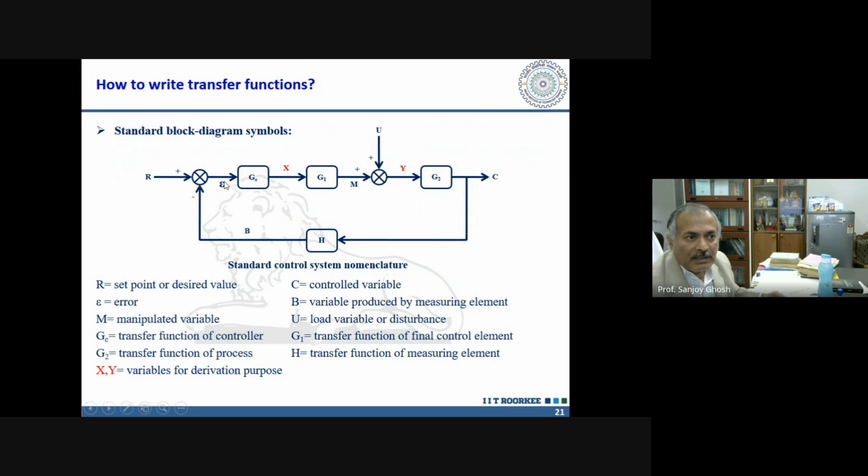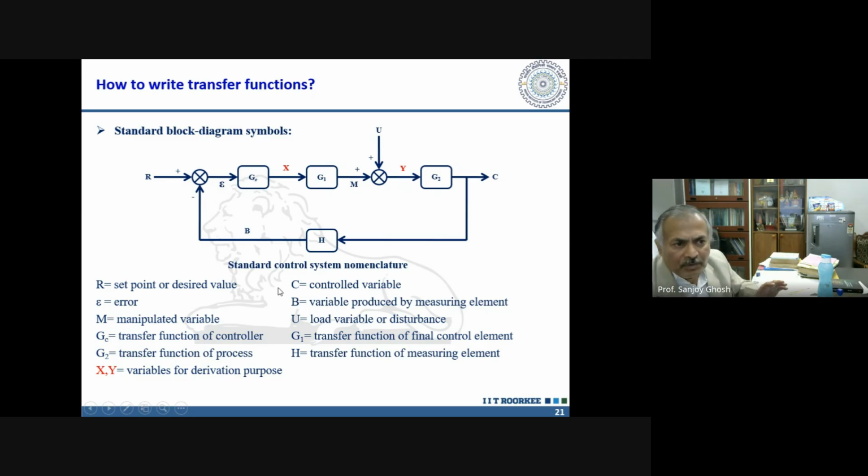Ultimately this is being controlled and the other is not being controlled, but ultimately C has to be controlled. Then this is the H transfer function. So all the transfer functions are given, and then the error. What is this E? Look here, I have given plus and minus. The plus is the set point, and the minus is the measured value, whatever measured value is coming here. So E is equal to R minus B, and the difference goes to the GC controller.